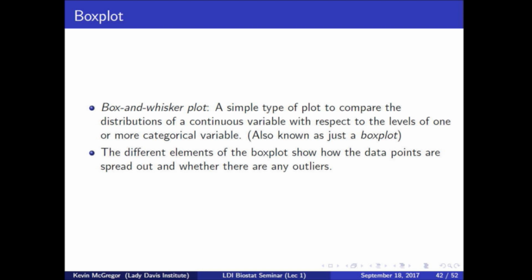So the first one is what's called a box and whisker plot. This is a term that I don't really use. I just usually call it a box plot. A box and whisker plot sounds very old-fashioned to me, so usually people just call this a box plot. This is a simple type of plot that allows us to compare the distribution of some continuous variable with respect to the levels of one or more categorical variables. And the different elements on the box plot, which I'm going to show you, show how the data points are spread out in relation to each other, and also it individually plots any outliers.